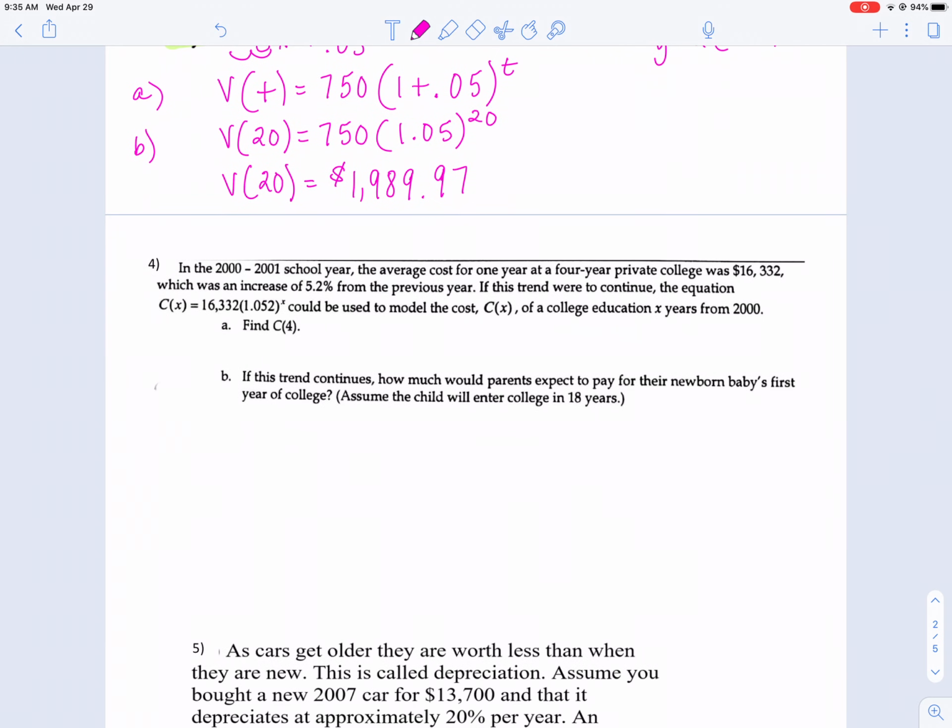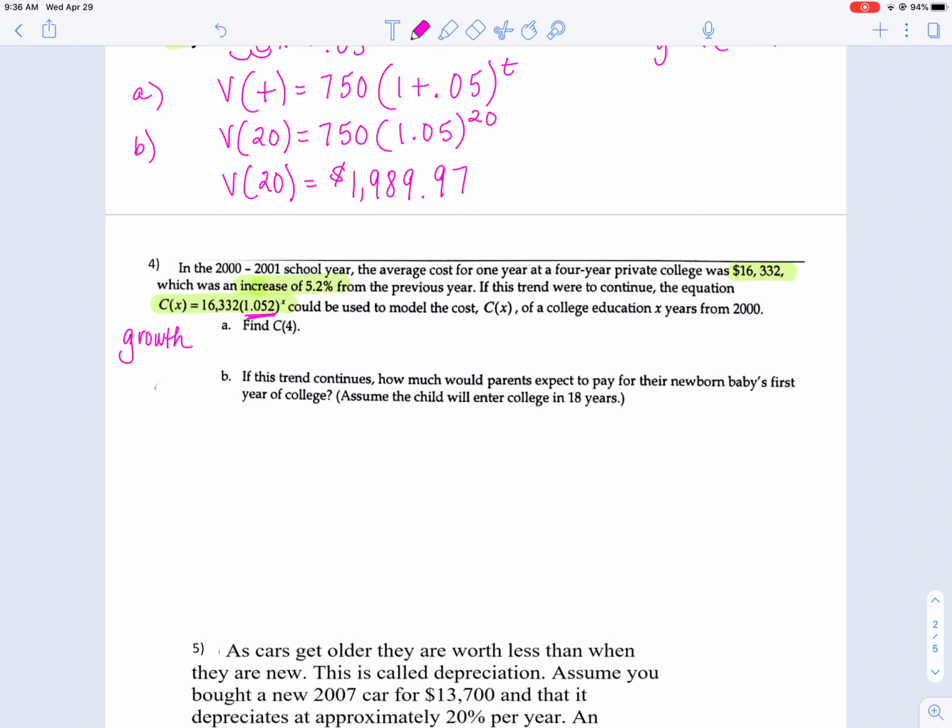All right, let's try another one. In the 2000-2001 school year, the average cost for an annual 4-year private college was $16,332, which was an increase of 5.2% from the previous year. If this trend were to continue, so now look at the equation. This is so nice. They give you the equation. So notice the equation. It's a growth equation. How do you know it's a growth equation? Look at your base. Your base is greater than 1. This is growth. Okay? And you have your initial amount, 16,332.